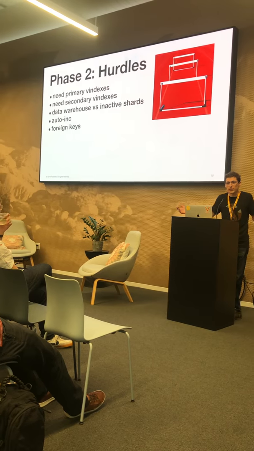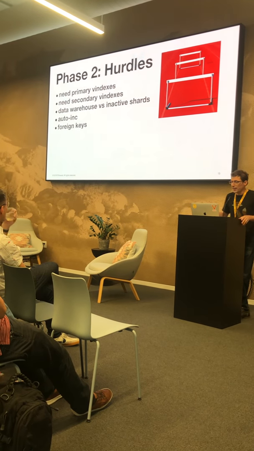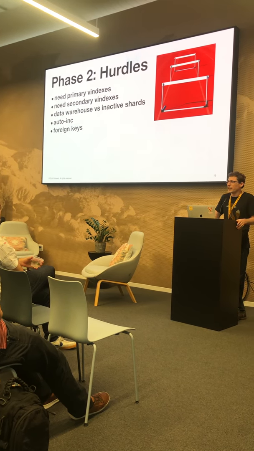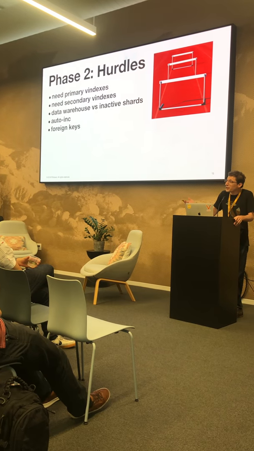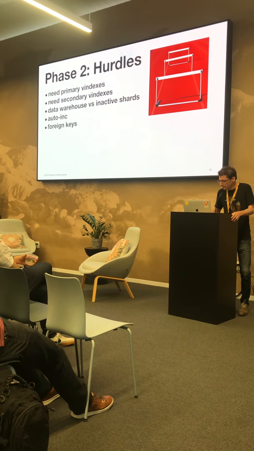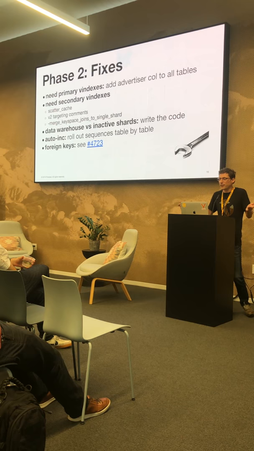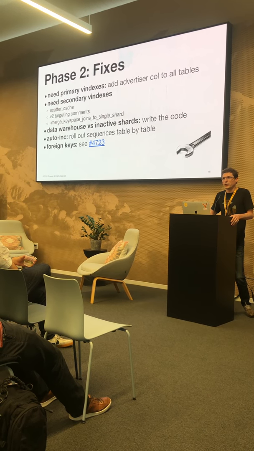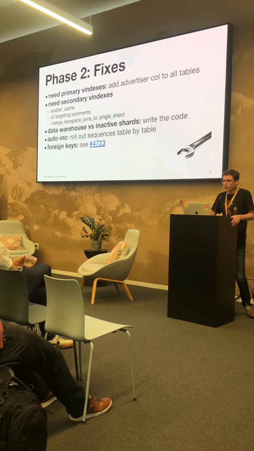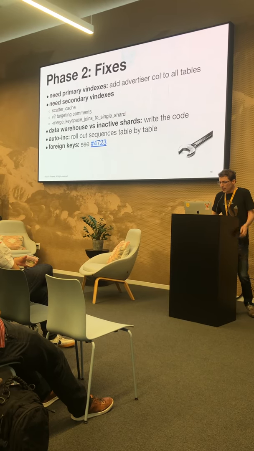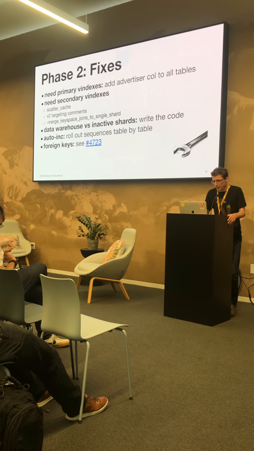Of course, auto increment doesn't work across shards. And then we had and still have foreign keys, which we probably shouldn't, but they're not officially supported, so we had to make some changes there. Primary indexes, I mean, you just gotta do it, right? We went to all our tables and made sure that the advertiser column was there. Secondary indexes, we did some weird stuff.